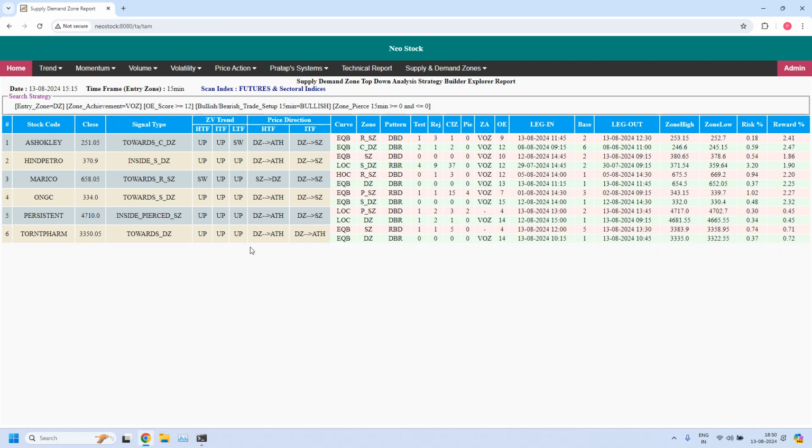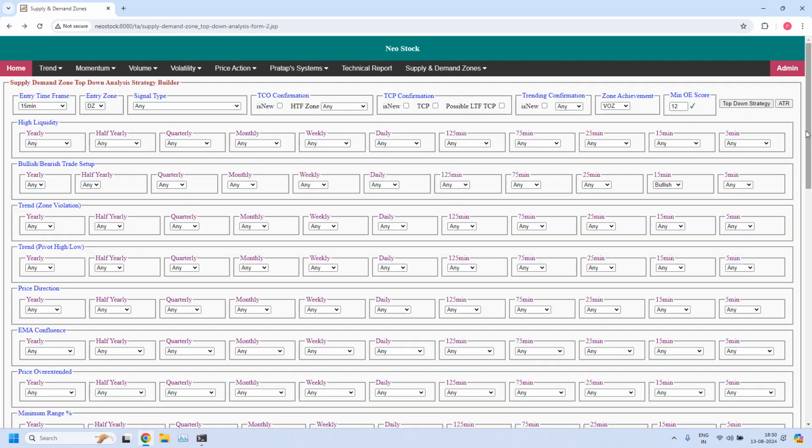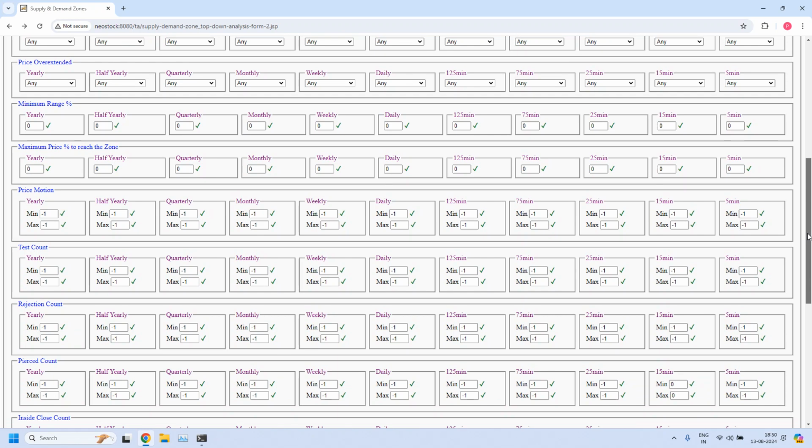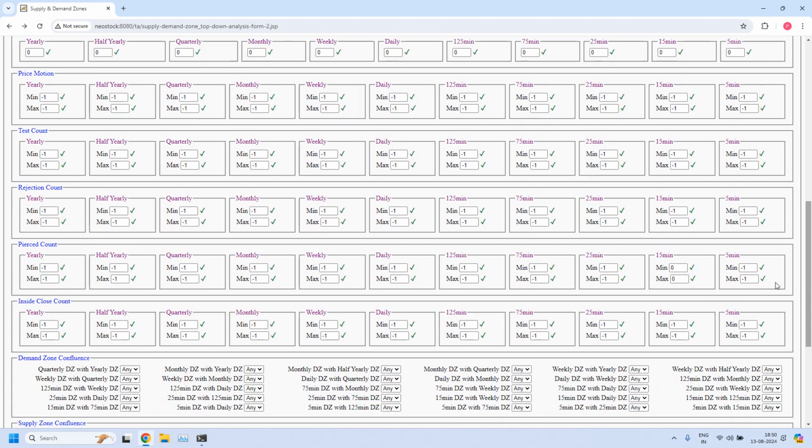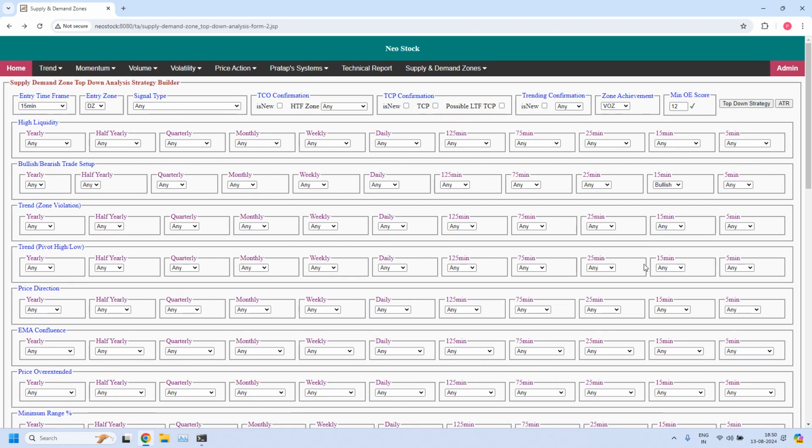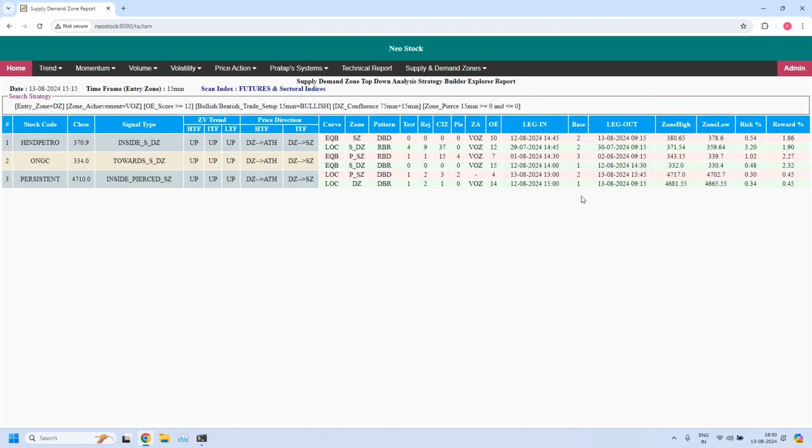So out of these 6 stocks, how many are having confluence with ITF time frame? So for entry time frame 15 minutes, ITF is 75. So we need to look for 15 minutes demand zone confluence with 75 minutes demand zone. So this is the one, 15 minutes demand zone with 75 minutes demand zone I enabled. So ITF confluence, how many stocks are having? 3 stocks are having ITF confluence. That means 15 minutes and 75 minutes demand zones confluence.